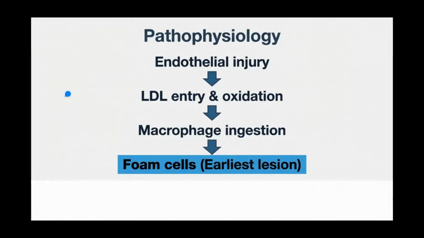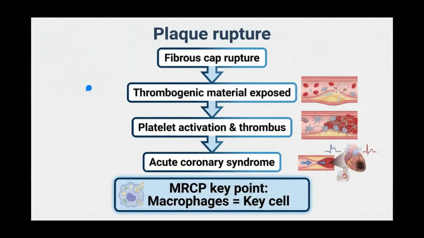The underlying mechanism is atherosclerosis. Endothelial injury allows LDL to enter the intima and become oxidized. Macrophages ingest oxidized LDL to form foam cells, which is the earliest visible lesion. Smooth muscle migration and collagen deposition form a fibrous cap. When this cap ruptures, thrombogenic material is exposed, leading to platelet activation, thrombus formation, and acute coronary syndrome. This explains why macrophages are the key cell involved in plaque development, a direct MRCP favorite.